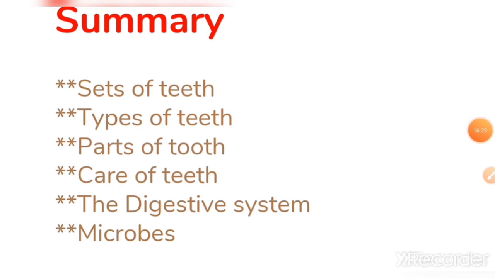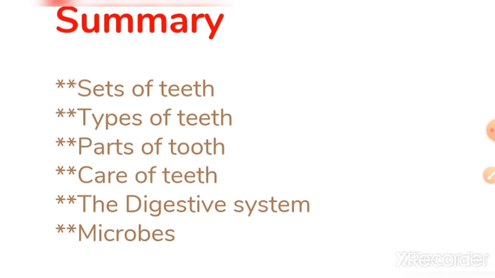Today we have revised the topic sets of teeth. There are 2 sets of teeth, permanent set and temporary set. There are 4 types of teeth: incisors, canines, premolars and molars. A tooth has its own unique structure, it has different parts. As teeth are important, we should take care of teeth.